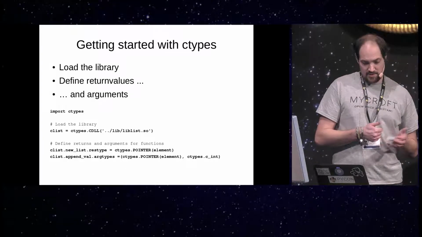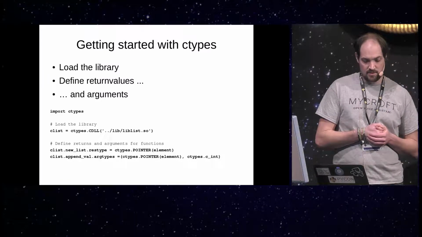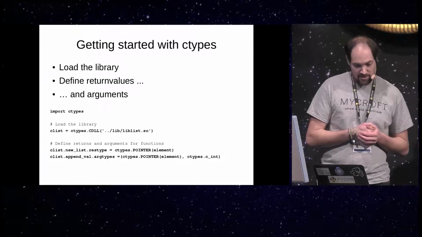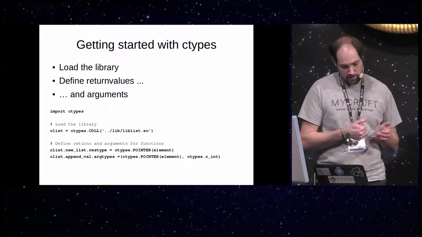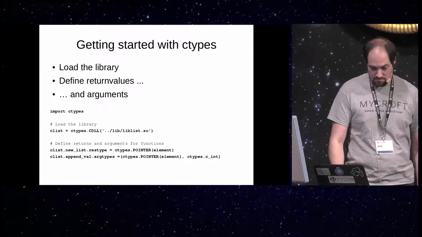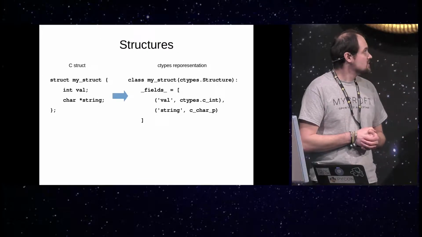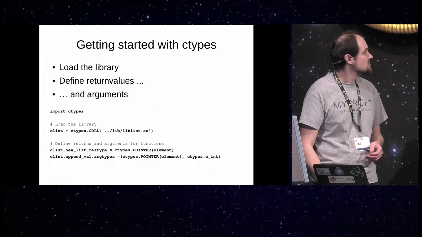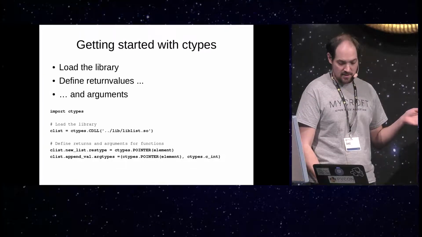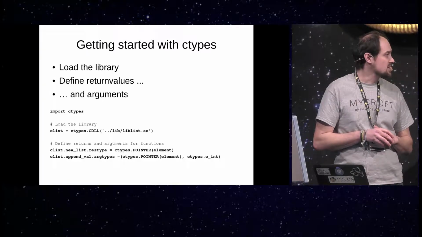So in this case, we say that new list returns a pointer to an element type, and the arguments for the append is you append an element to an int to an element. So you saw the element in the previous slide, which is also a ctype. It represents the element in the C code.